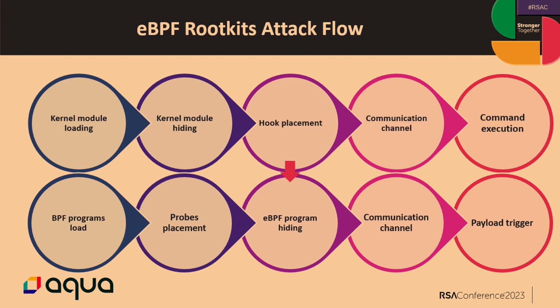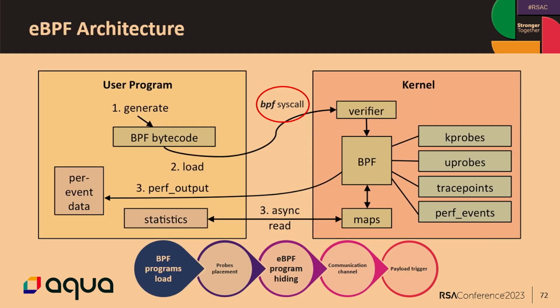BPF program loading, after that probe placement and eBPF program hiding. Then you have a communication channel to give a command, and the payload trigger. We're going to dive into all of those and see how each stage is performed. So first of all, loading. We're going back into the eBPF architecture, and when you want to load a new BPF program, you need to load the BPF bytecode into the system. You do that with the BPF syscall. The BPF syscall then loads it into the sandbox, and the program is loaded.